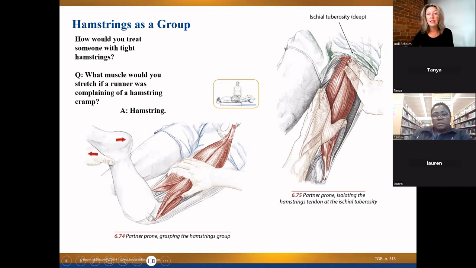So the ischial tuberosity is pretty deep in there. And this is what it looks like when we're working it. So if someone has tight hamstrings, you treat the hamstrings. Sometimes we work on different parts of the body. We've talked about the reciprocal muscle groups, but in this case, for a hamstring cramp, we do go directly to the hamstring to massage it.